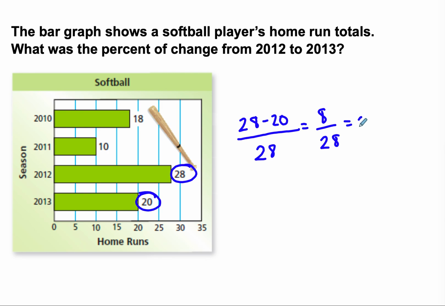And we get 0.28571. I'm going to stop there. 1, 2 places over. So we have 28 point. And then we're looking at the next number. This was a 5. The number after it is a 7. Since this number is 5 or more, it's going to round that 5 up to a 6, 28.6%. And then it's a decrease here because the number value is going down from one year to the next.